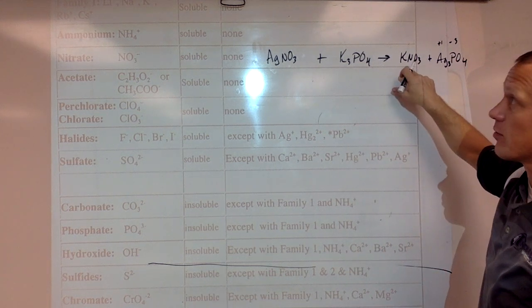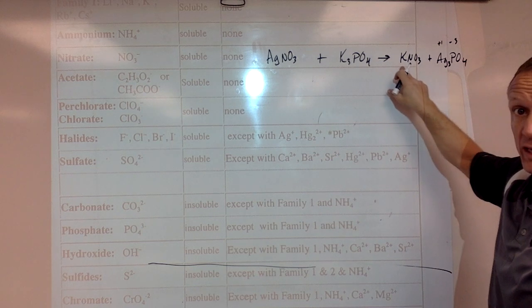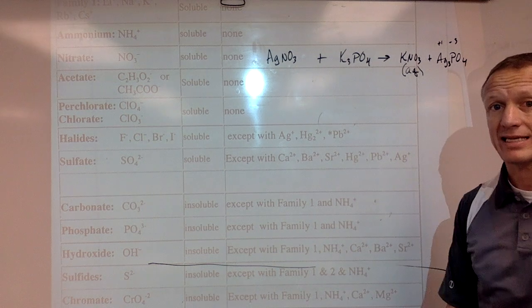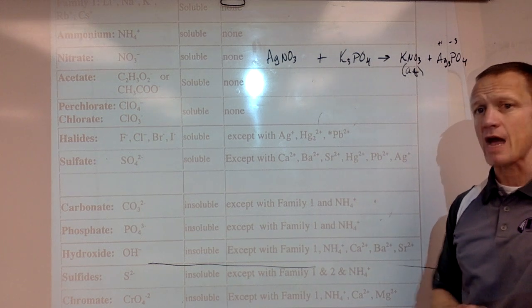Well, let's look and see if this is soluble. KNO3. Well, it's got a family 1 element in it, so this is soluble. Okay, this thing would be aqueous. You would not see it. It would be dissolved in solution. You would not be able to see it at all.